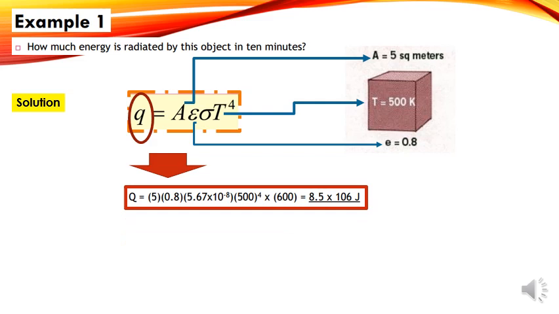If you remember in the previous slide, I mentioned that the unit here is joule per second, but the question asks how much Q is transferred in 10 minutes. That means the time can be brought to the right side of the equation, where 10 minutes is 600 seconds. That's why the answer is in joule, because we want to know how much Q in 10 minutes.